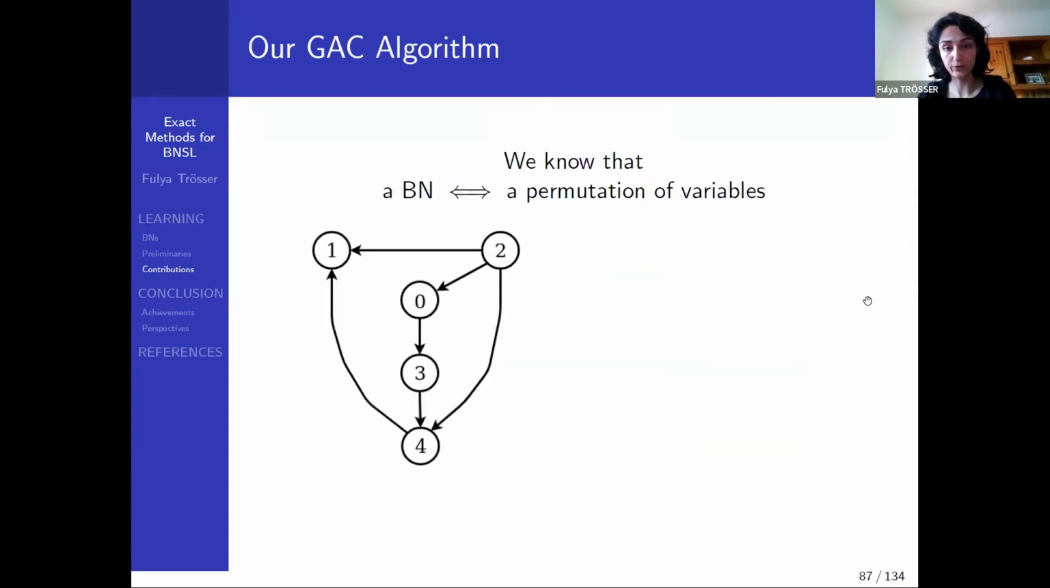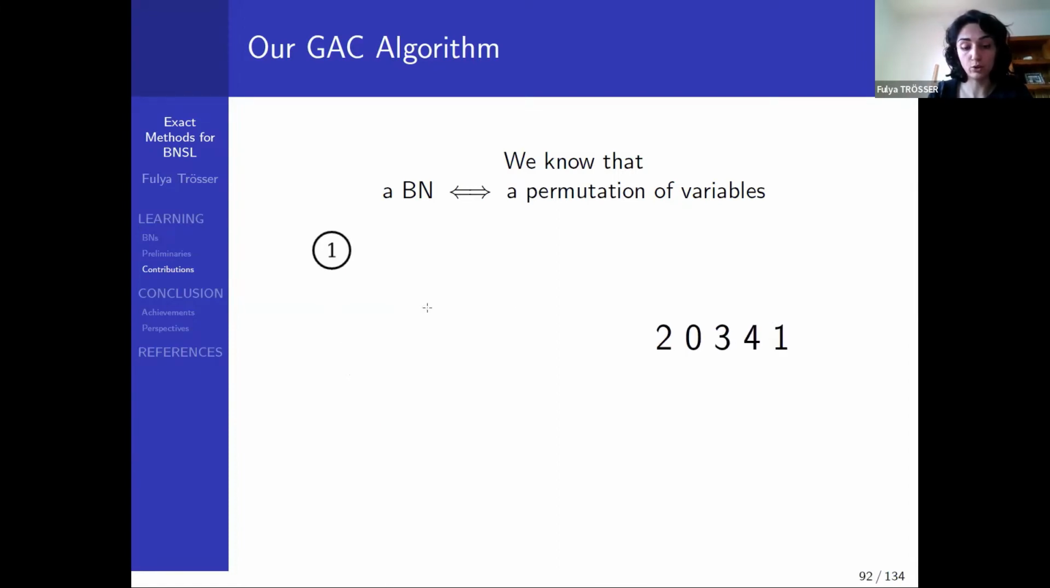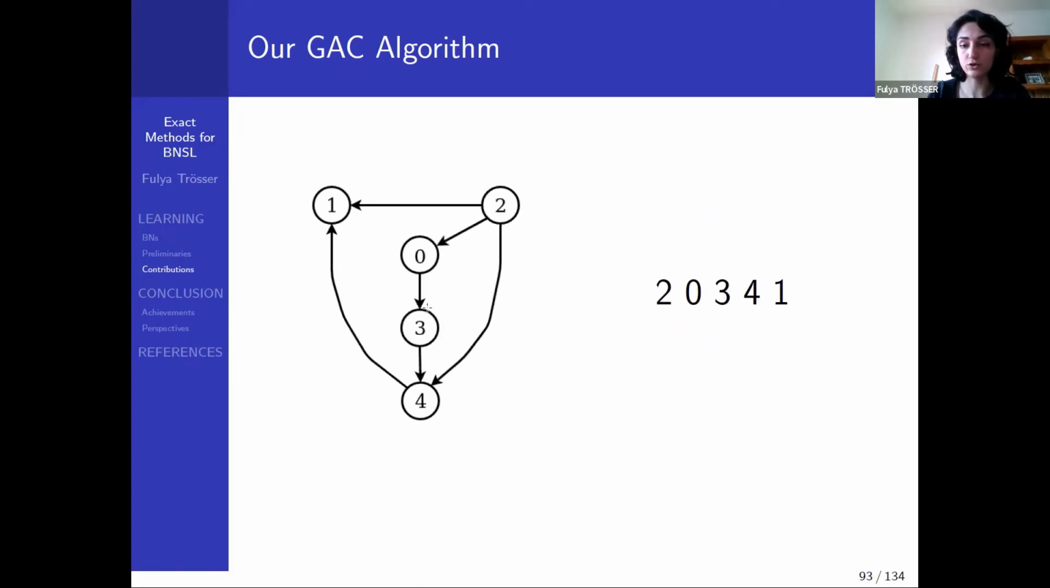And we found a way to perform GAC in a cheaper way. We know that a BN can be encoded as a permutation of the variables, such that a variable always comes after all of its parents. So if we look at this BN here, 2 has no parents, so it can come first. Then we remove 2, and see that 0 has no parents. And we continue like this, and we obtain the ordering of this BN, which is 2, 0, 3, 4, 1.